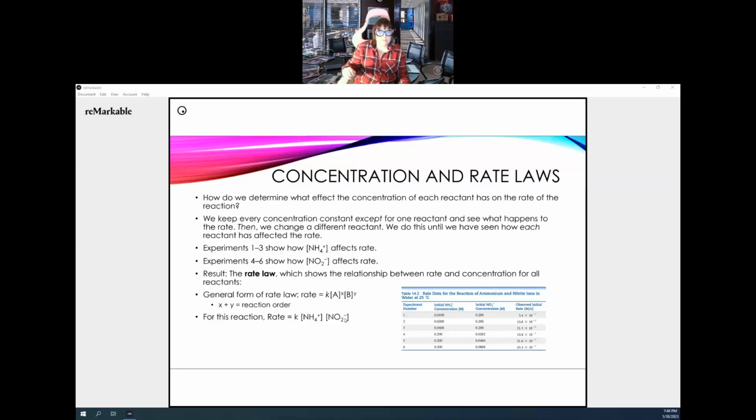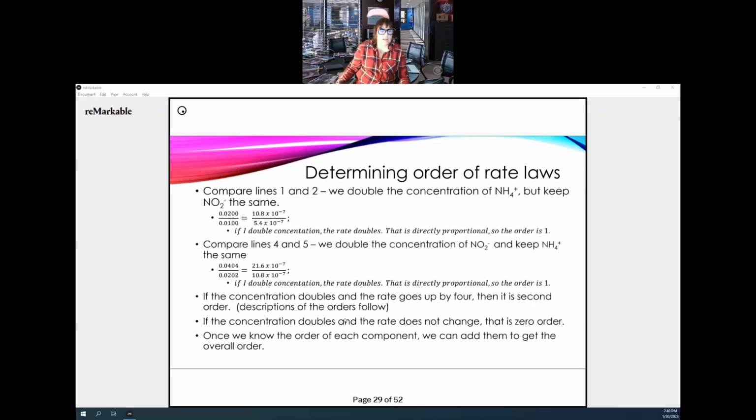That should be easy. Now, we're going to compare lines 1 and 2. We doubled the concentration of NH4 plus, but we keep the NO2 minus the same. And so we have 0.020 over 0.010, and that's equal to the rate for that concentration of 0.02, 10.8 times 10 to the minus 7th, over the 0.01, which is 5.4 times 10 to the minus 7th. If I double the concentration, the rate doubles. That's directly proportional. It's a 1-to-1 ratio going up. So that order is 1.